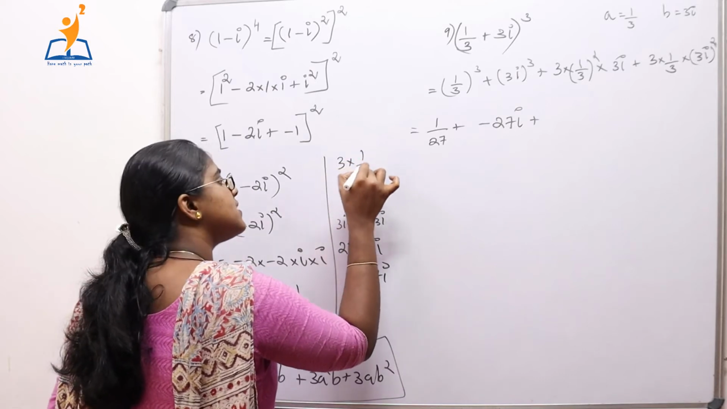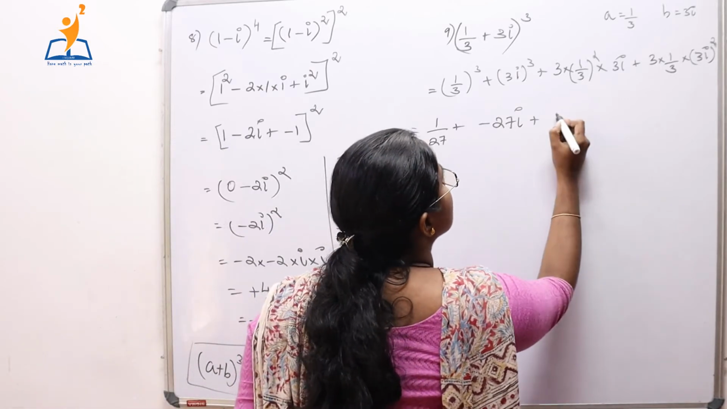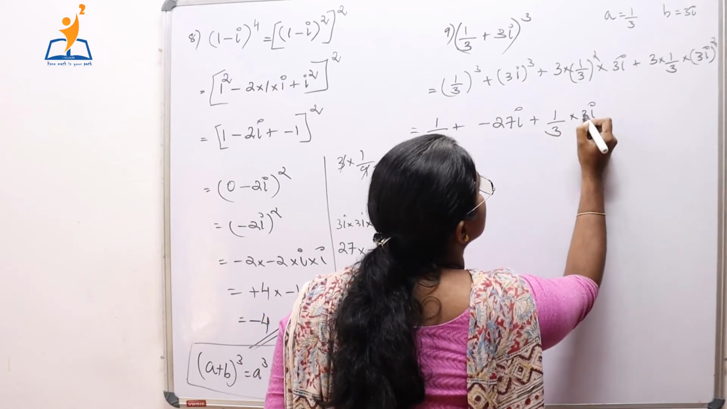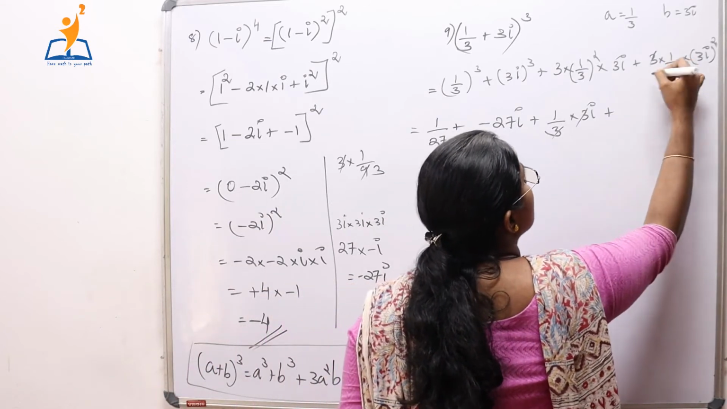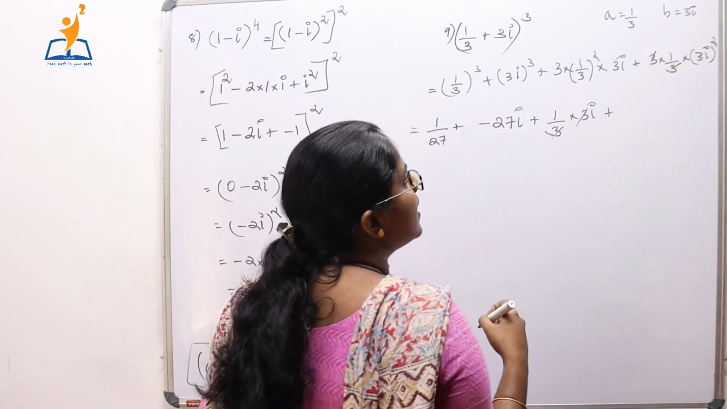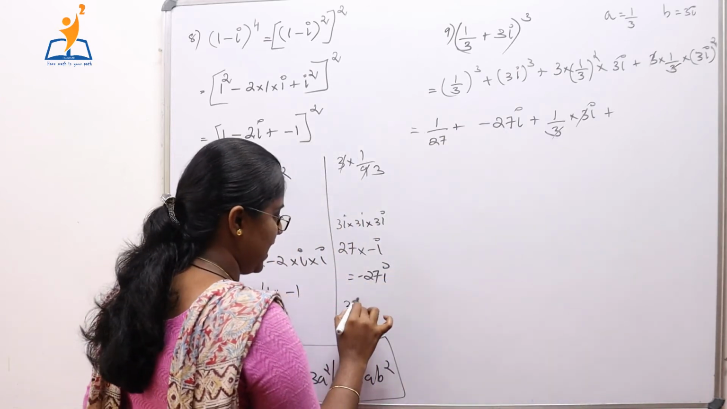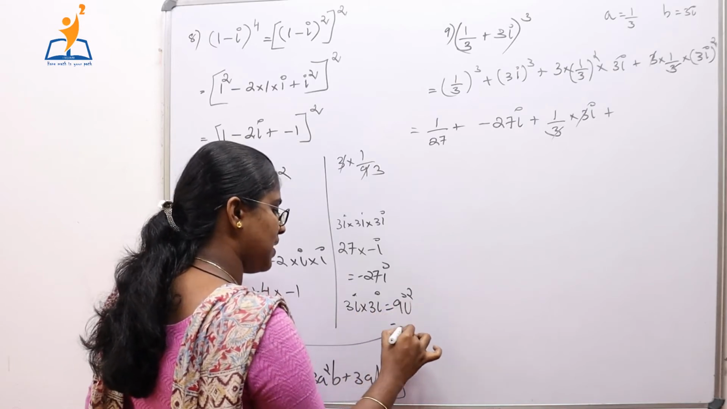3 into (1 by 3) square is 1 by 9. So it can be simplified as 1 by 3, into 3i. So 3 and 3 get cancelled. Now plus 3 into 1 by 3 is 1. Again we want (3i) square. What is (3i) square? 3i into 3i, which is 9i square, which is minus 9.